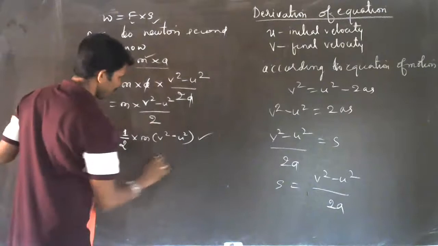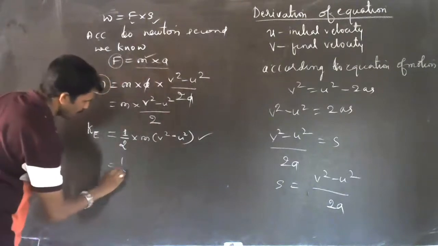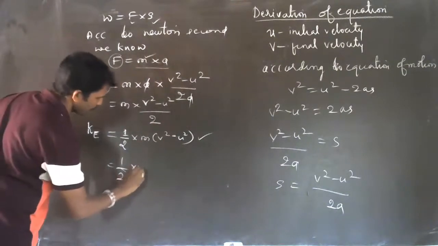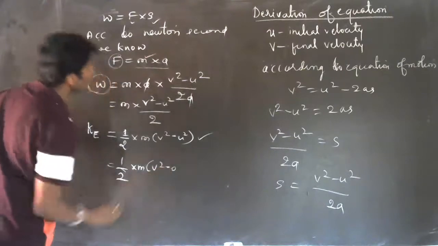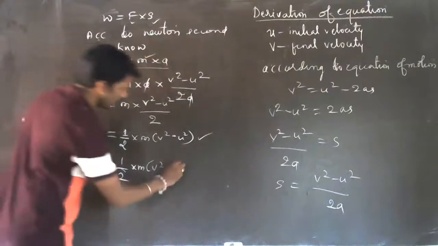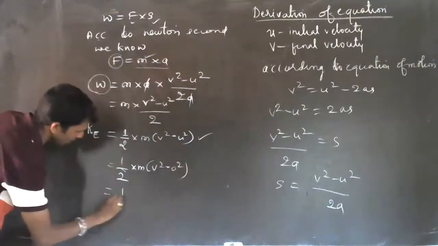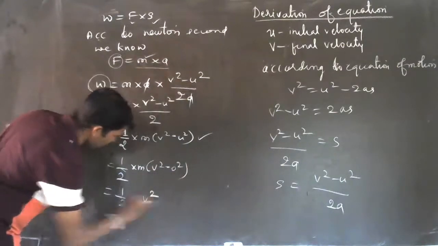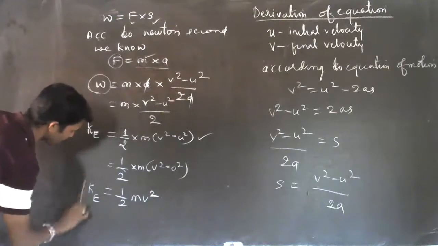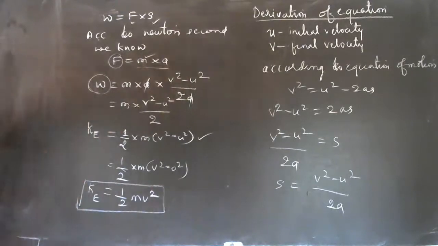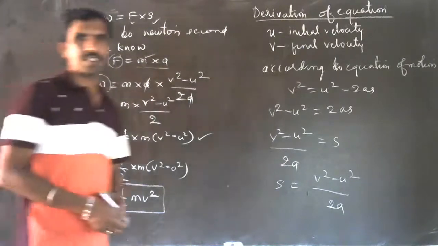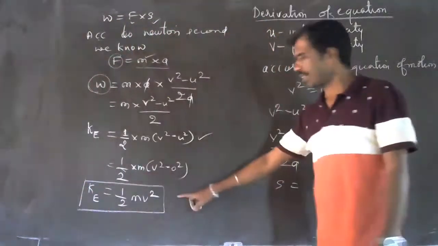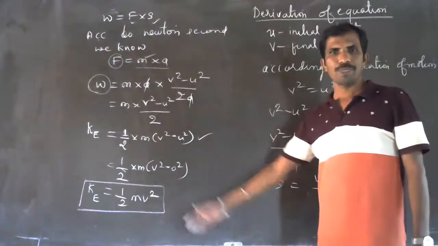Similarly, half into m. So v square is equal to, see, you know that initial velocity will be 0. So 0 square becomes half mv square. K is equal to half mv square. This is the equation for kinetic energy. So remember this equation.